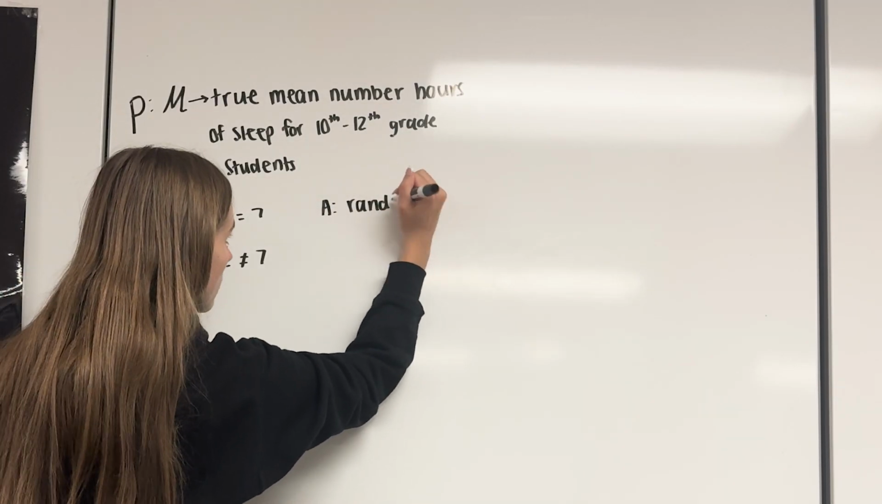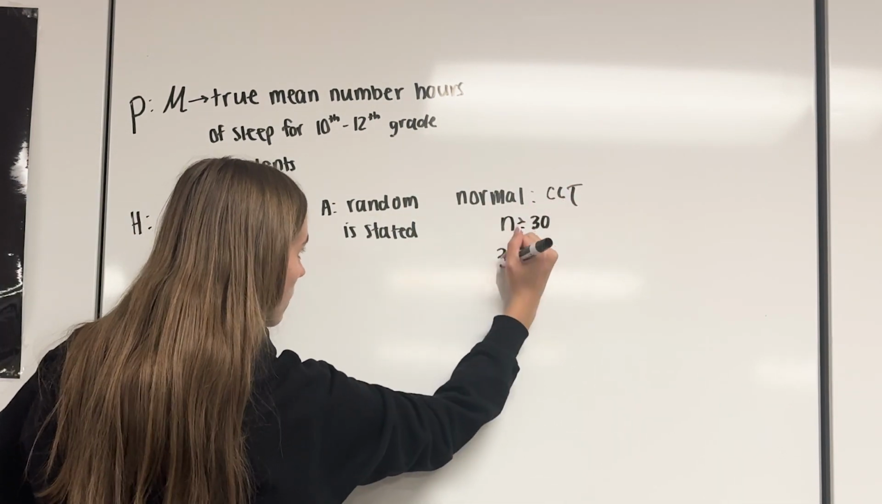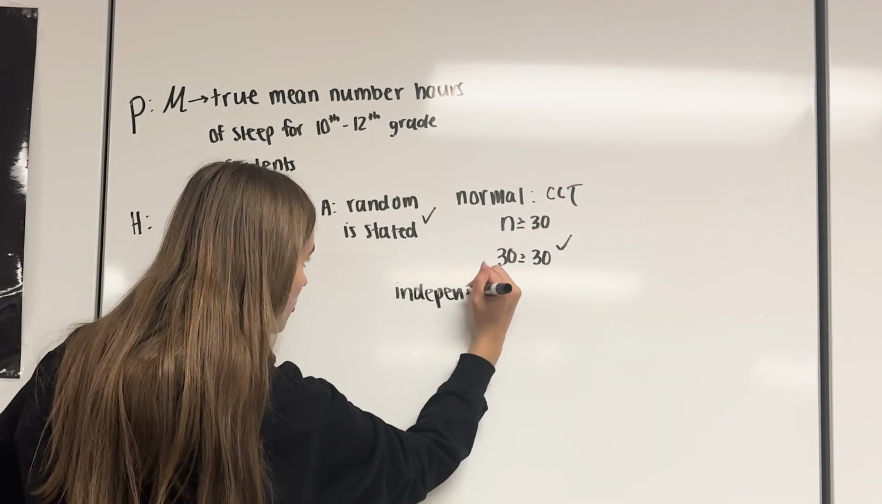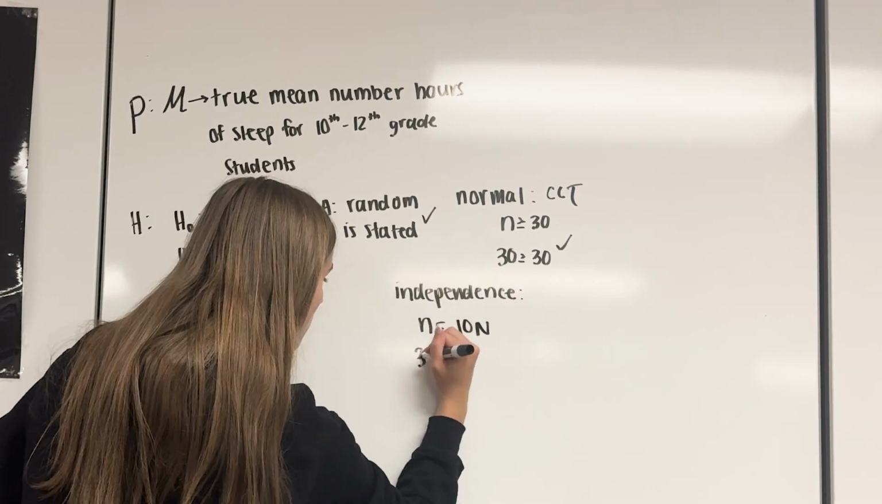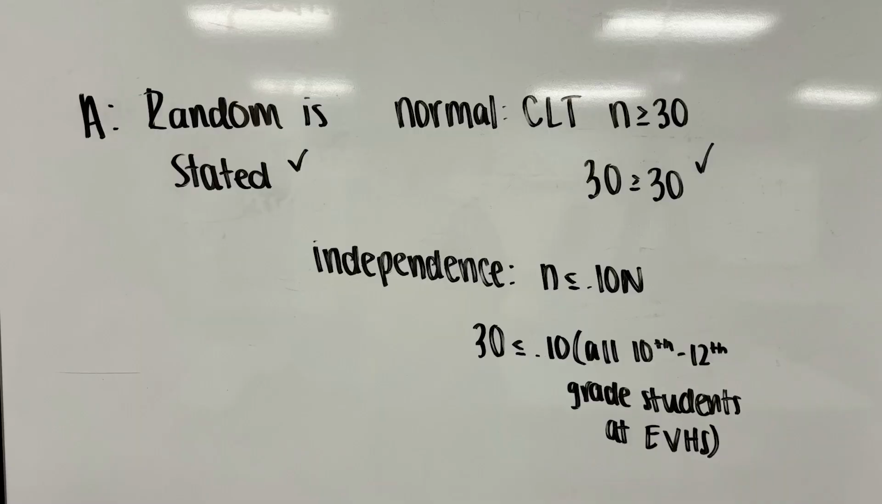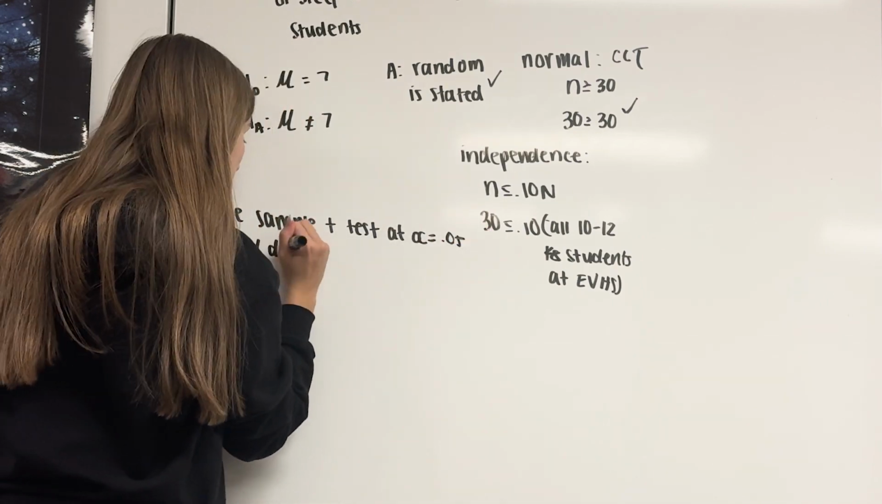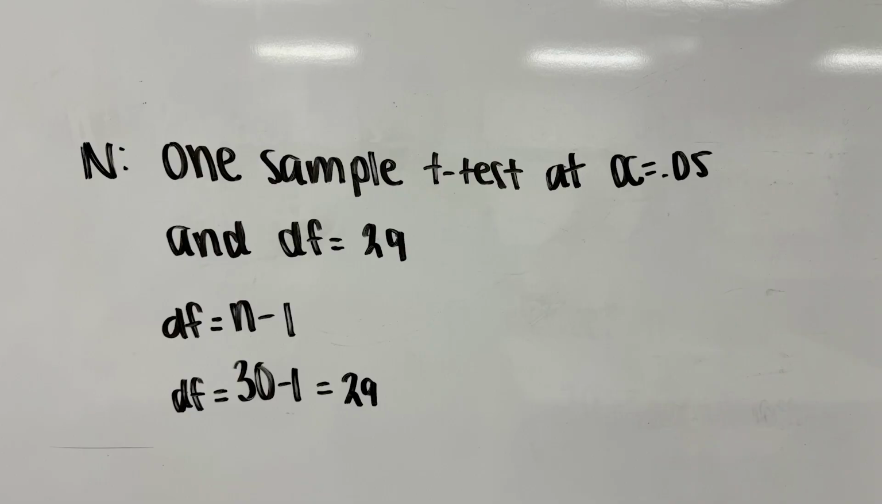To test for independence, we use the 10% condition, which is n is less than or equal to 10% of the population. In this case, 30 is less than 10% of all 10th through 12th grade students at Eastview. To test for normality, we use the central limit theorem, which is n is greater than or equal to 30. Our sample size is 30, so it passes the central limit theorem. And lastly, the sample was selected randomly. The name of our test is a one-sample t-test with an alpha of 0.05 and degrees of freedom of 29.